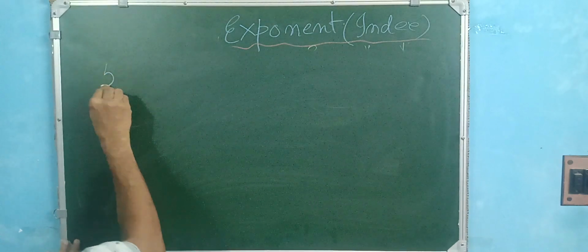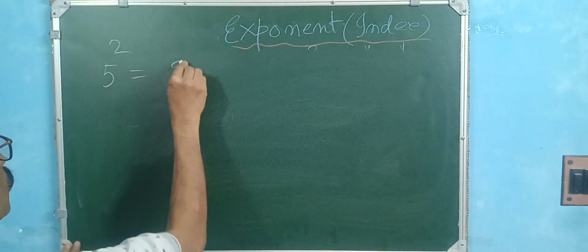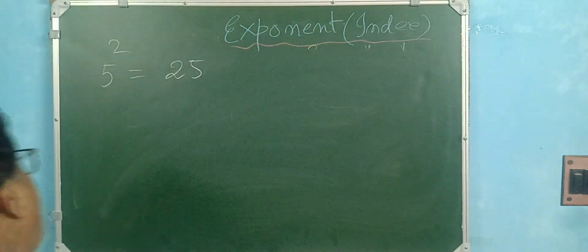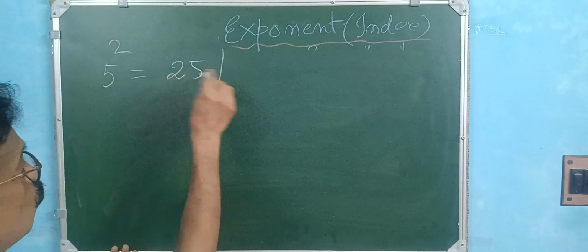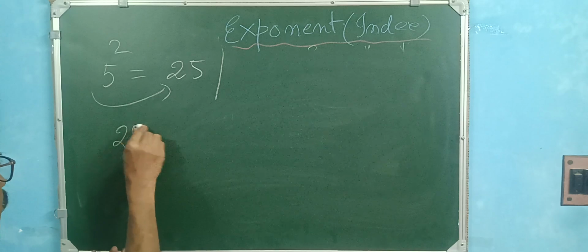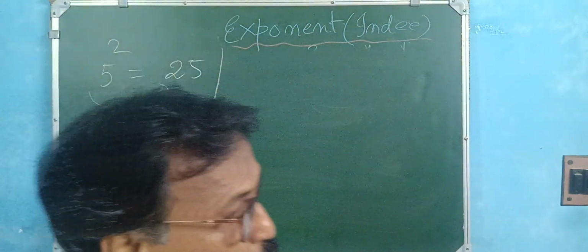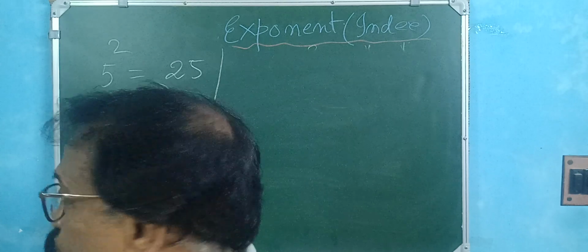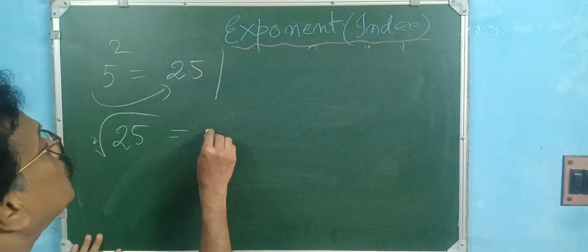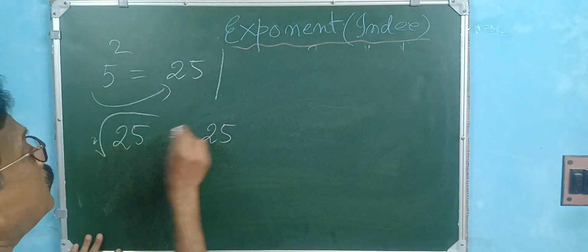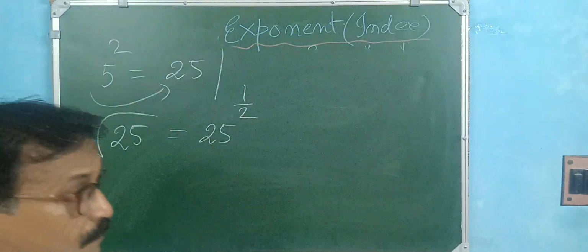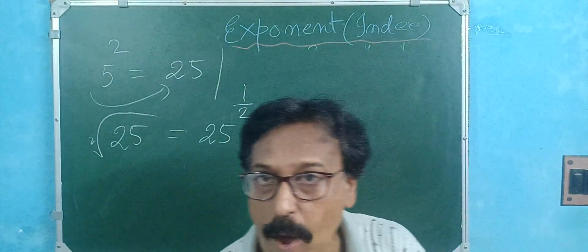Now, 5 square, you know this is 25. 5 square means 5 into 5. Now if this is called the square, the square root of 5 you write in this way. What do you mean by this? The root over this means 2. So this is 25 and the power under the root is always 1 by 2. This is the interconversion between square root and square.